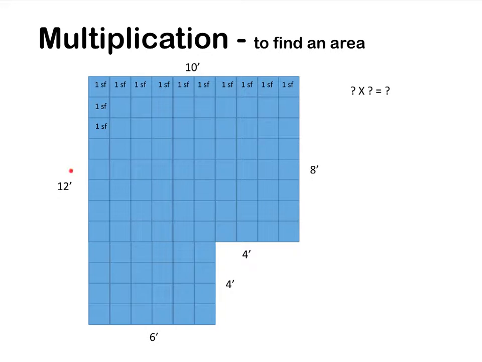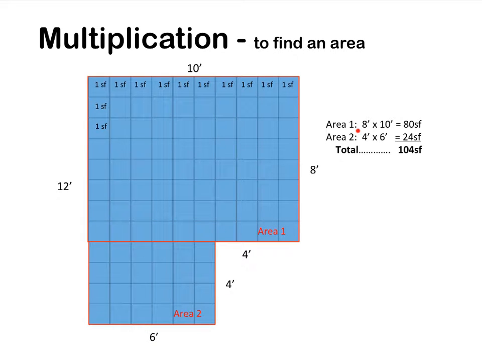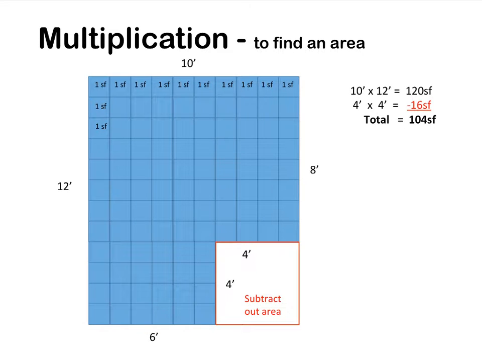Here we have the same 12 foot by 10 foot, but we've taken this 4 by 4 area out. The way to solve for this is break it down into these 2 areas here. Area 1 being 8 by 10 and area 2 being 4 by 6. And when you add them together, you get 104 square feet. Or you can take the whole 120 square feet, subtract the 4 by 4 out, and you get the same answer, 104 square feet. 2 ways to get at the same answer.